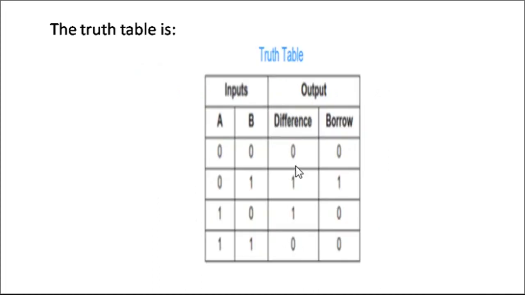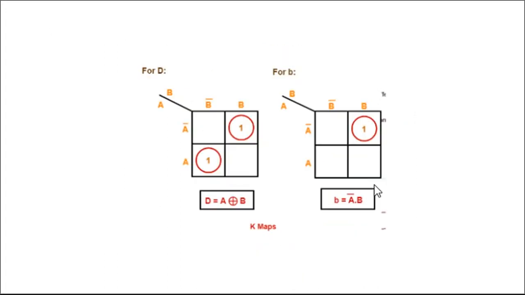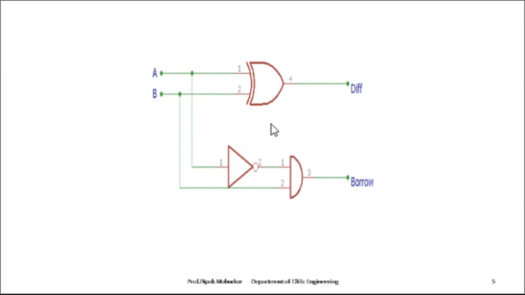See, the difference again. Borrow here is only A bar into B, only one location. Then see the logic diagram. Difference is an XOR gate. For A bar, that's why an inverter is connected. Here is A, it becomes A bar. B, this one. So A bar into B gives the borrow, and the XOR gives the difference.